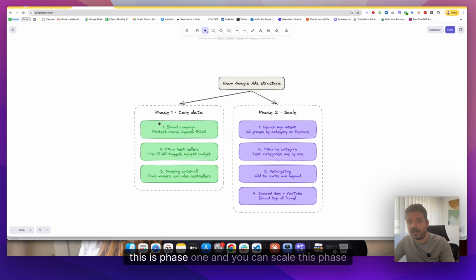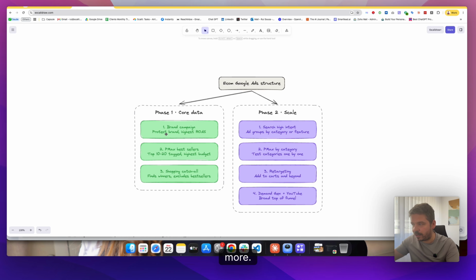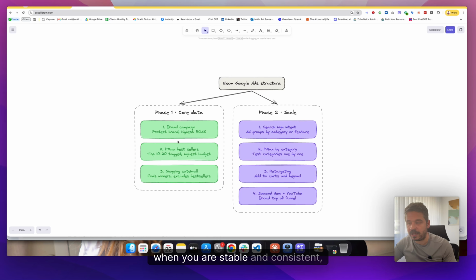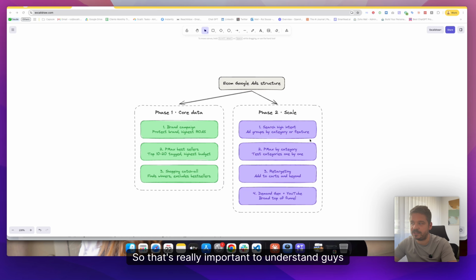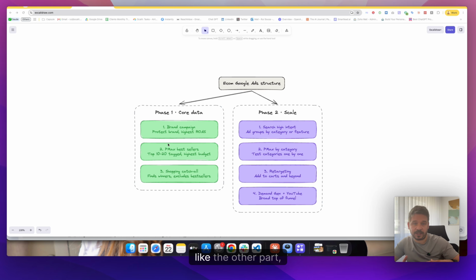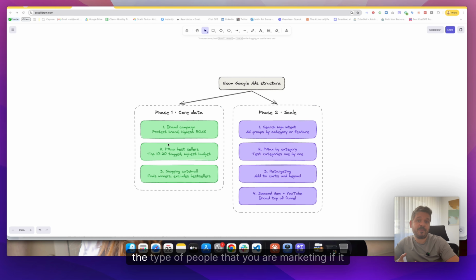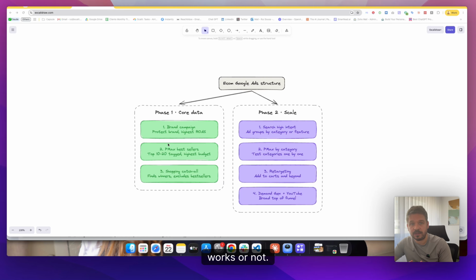And as you can see, guys, this is phase one, and you can scale this phase really, really high. You don't need to do any more. As you can see, it's 3 campaigns, and you can increase, get data, get results. And then when you are stable and consistent, you move to phase 2, okay? So that's really important to understand, guys, because some people just like to throw campaigns around like other agencies, and this is enough to cover the entire thing. And just to actually understand if your website, like the other parts, the conversion rates, the user experience, the funnel, the type of people that you are marketing to, works or not, okay?